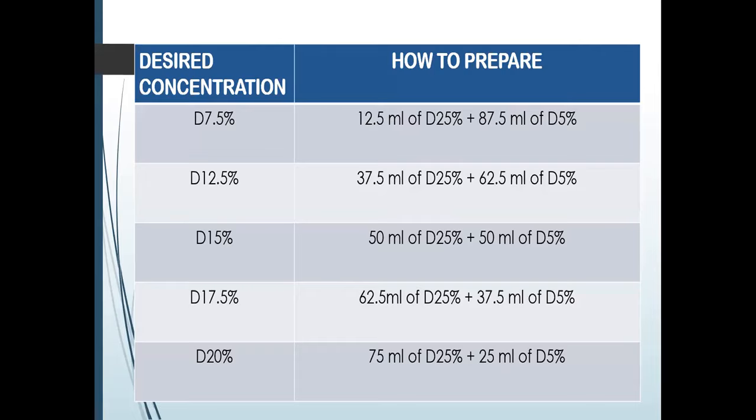This is a chart that shows the commonly desired concentrations and how to prepare them. Like dextrose 7.5% can be prepared by adding 12.5 ml of dextrose 25% in 87.5 ml of dextrose 5%. Similarly, for dextrose 12.5%, dextrose 15%, dextrose 17.5%, and dextrose 20%.